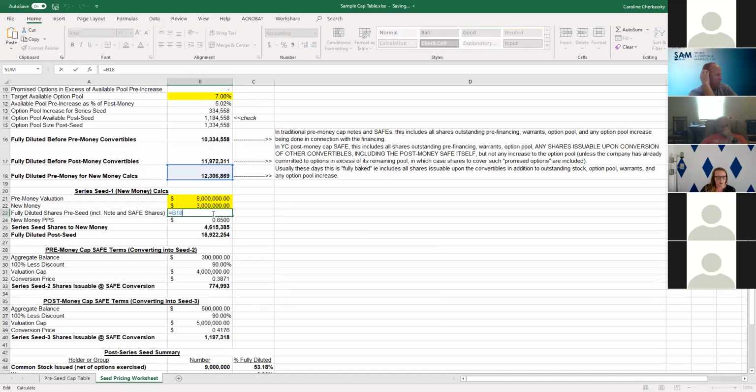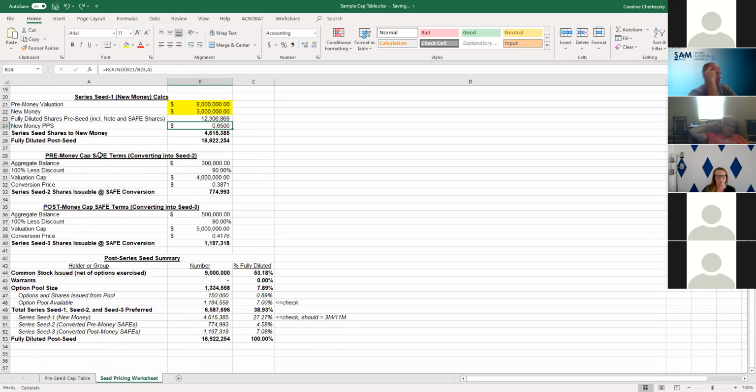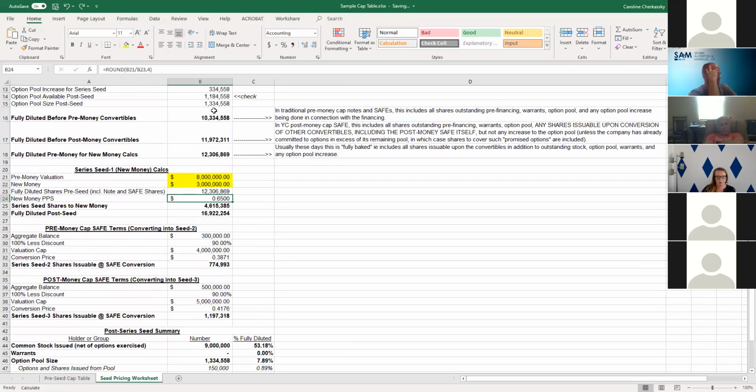This number here, fully diluted shares before the new money comes in, that's a pretty easy pricing calculation. You get the 8 million valuation divided by shares before the financing to yield a price of 65 cents in this case. More complicated, going down here, you have the pre-money cap SAFE, but similar analysis, right? It's still just at its heart whatever the valuation number is divided by the share count. So it'd be 4 million divided by the applicable share count up here, 10,334,538.